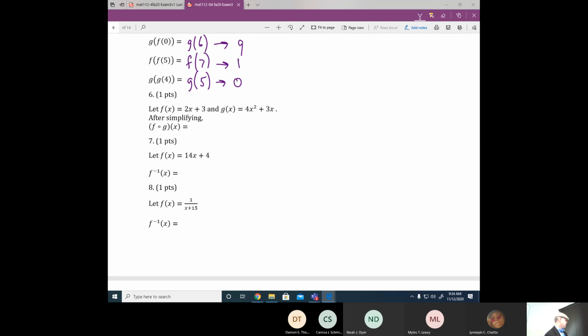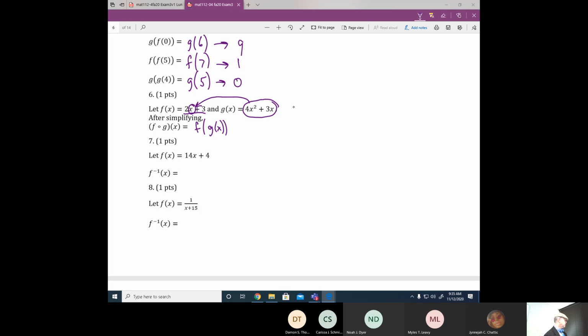We have to simplify f composite g of x. Remember what that means: that's f with g of x fed into it. So here is f, and its x is right here. Whatever x is, put this there in place of x.